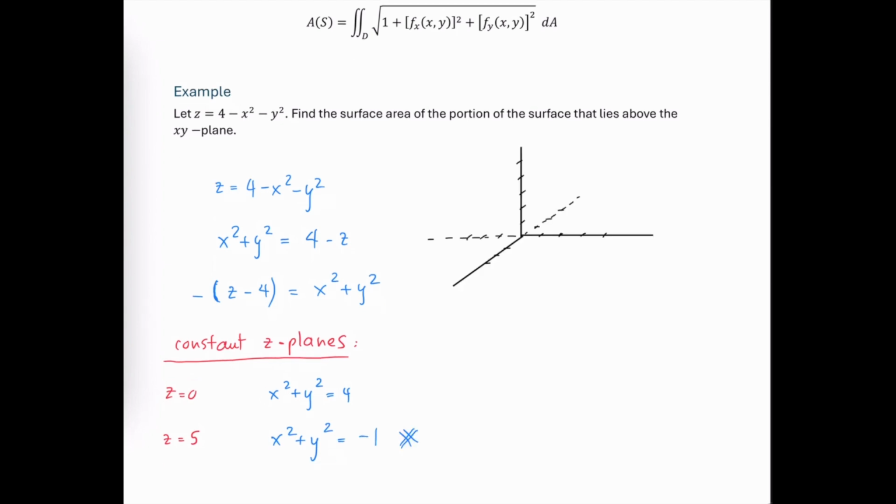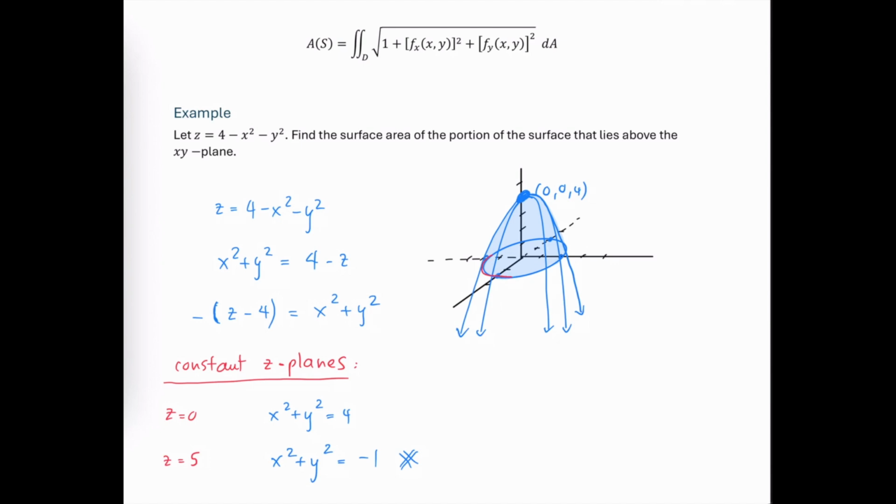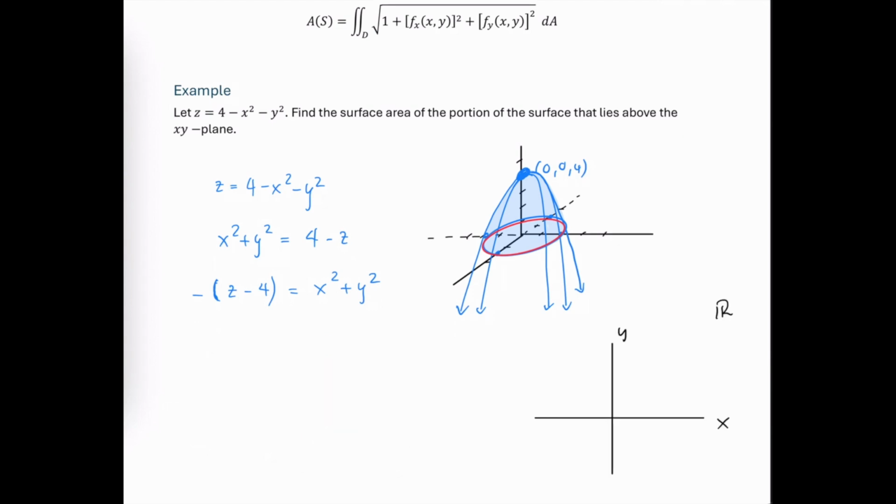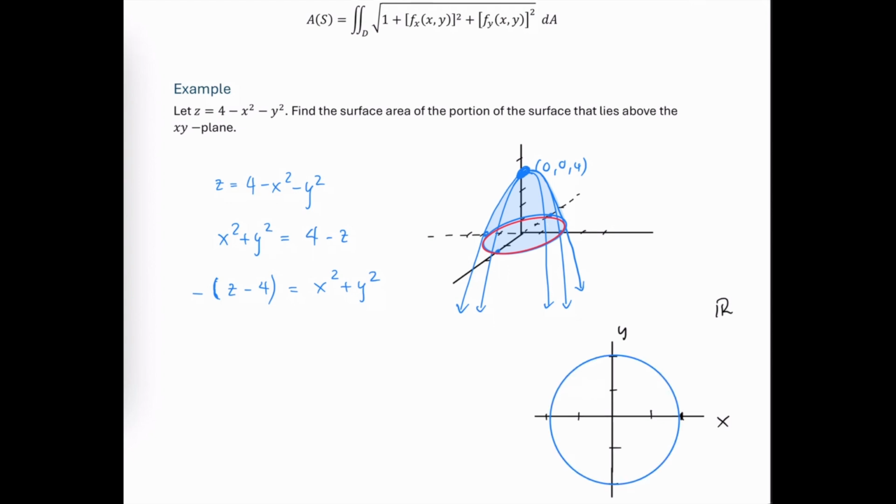And so this might be enough for us to see that we have a vertex point of (0, 0, 4) that's opening down to give us a trace curve that is a circle of radius 2 in the xy plane. So basically we're getting a circular paraboloid opening down from this vertex point, and we're being asked to find the surface area of the region that lies above the xy plane. So now I can see that the domain region in R2, over which we're going to integrate, is a circle of radius 2. Now let's set up our integral to calculate that surface area.